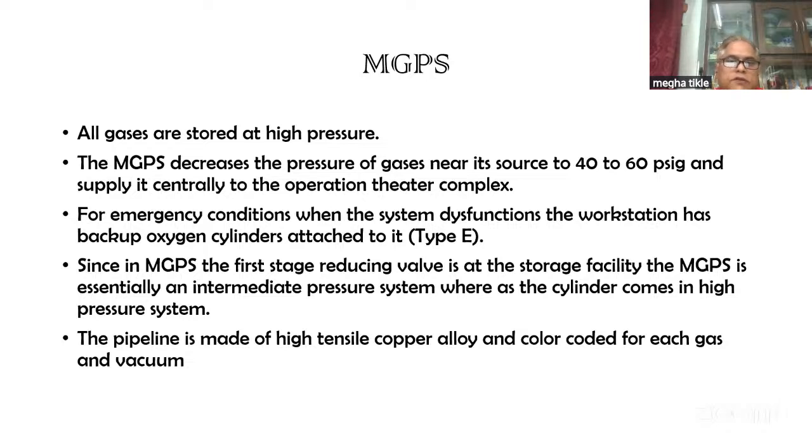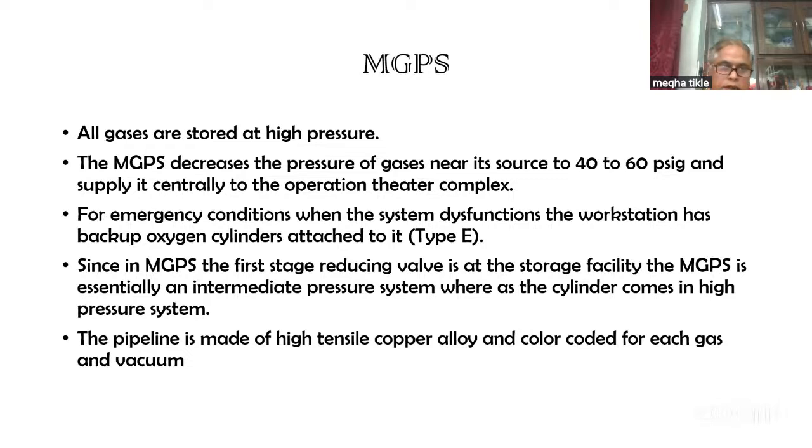If you have seen a liquid oxygen tank, just before the vaporizer, you will see a pressure reducing valve which reduces the pressure of that liquid oxygen and sends it through the heating system to the pipeline. For emergency conditions, when there is a system dysfunction, the workstation has a backup oxygen cylinder attached to it. Usually a Type E cylinder is attached. And since in the MGPS the first stage reducing valve is at the storage facility, essentially the pipeline becomes the intermediate pressure system and the cylinder becomes the high pressure system inside the operation theater.